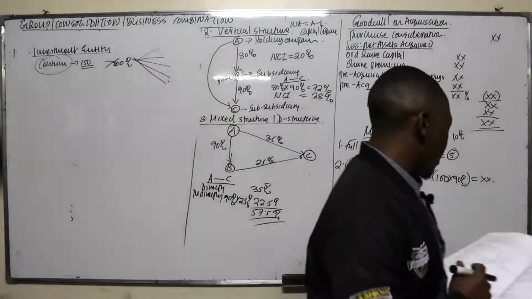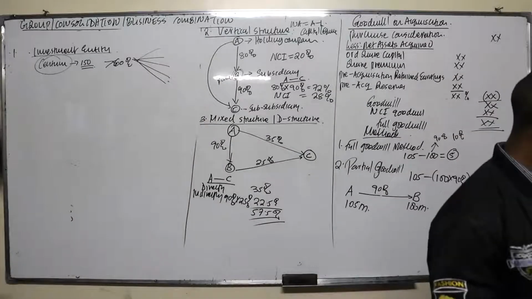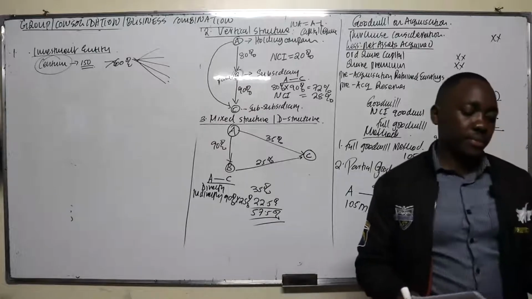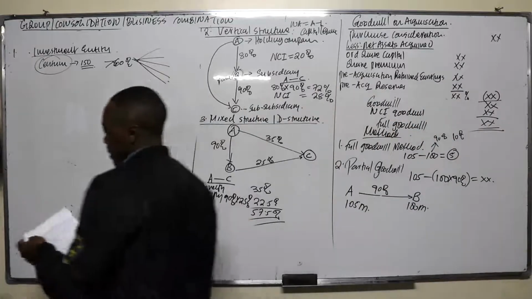Then we have goodwill on acquisition. I think I've explained everything about the goodwill on acquisition. Now let's look at something else, investment in associate.